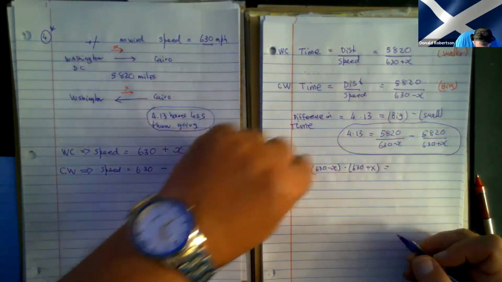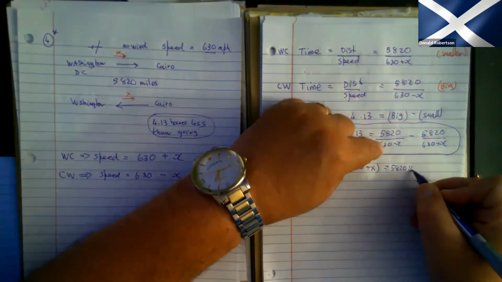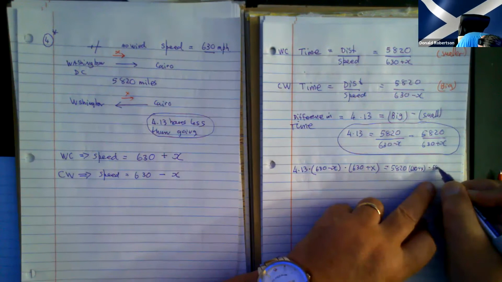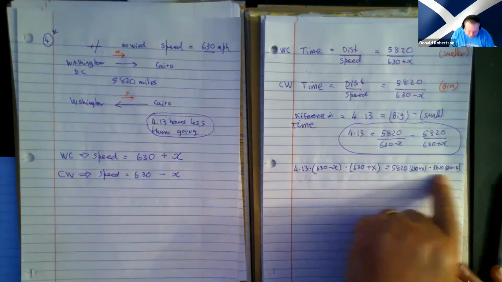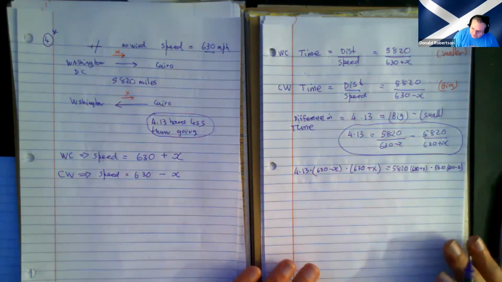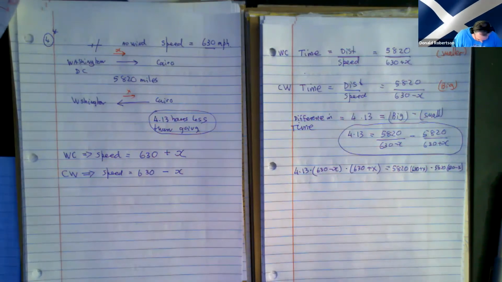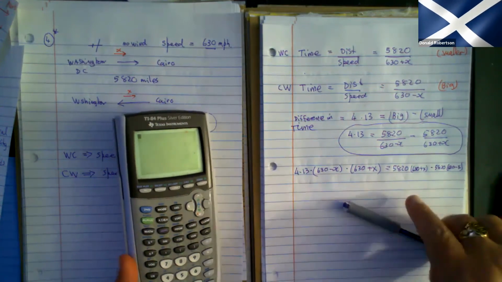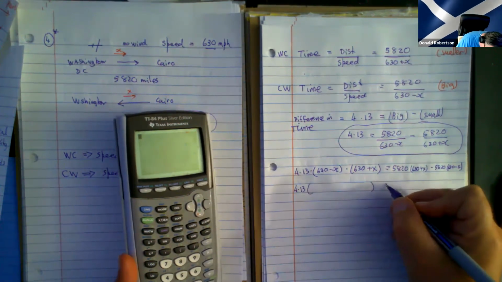If you multiply both sides by 630 take away x and by 630 plus x, you do it to that guy, you get this. You do it to this fraction, all you get is 5820. That'll cancel and you'll just get that guy take away 5820 times 630 take away x. And this here is no longer a fraction. And this here is eventually going to be a quadratic. And it is not going to be a pretty quadratic, but nonetheless it is going to be a quadratic. So 4.13 times whatever that comes to.